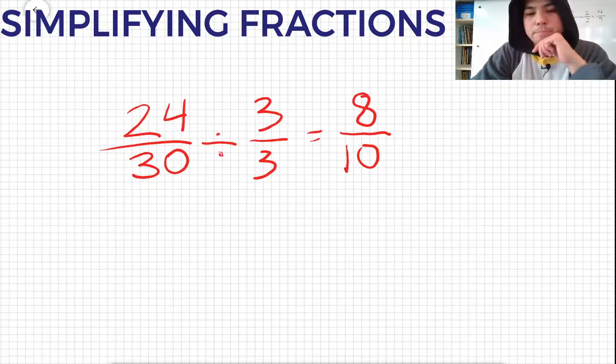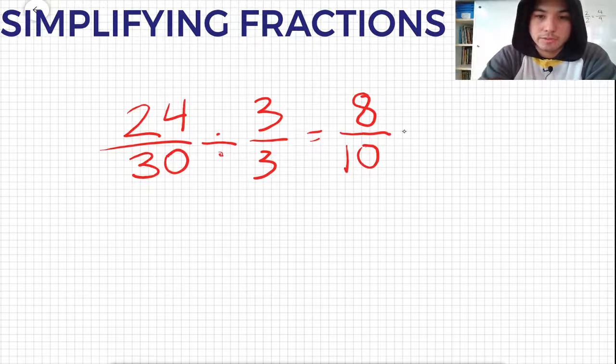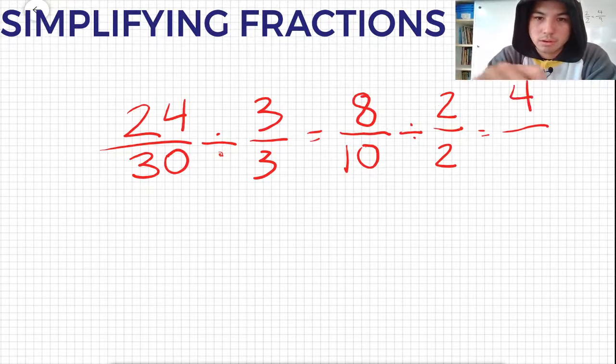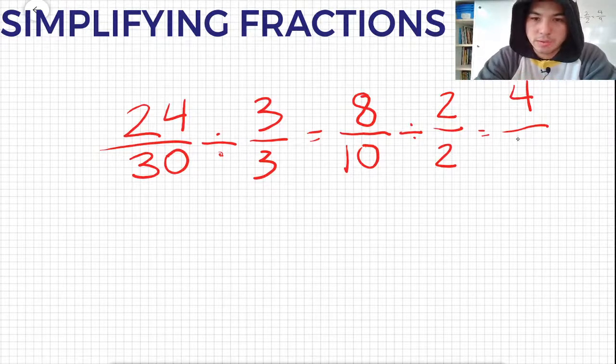But wait a minute. Both of those are even, aren't they? So we can divide again. We can simplify again using our 2's, or 2/2. 8 divided by 2 equals 4. 10 divided by 2 equals 5. And I know 5, since 5 is a prime number, I know that this is as simple as I can get.